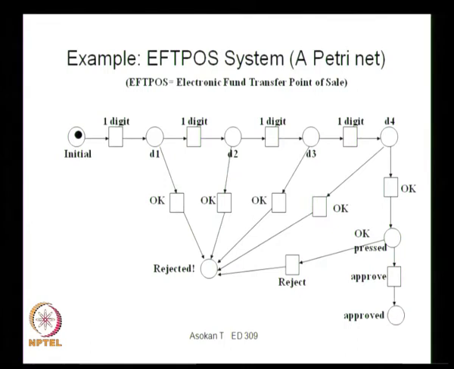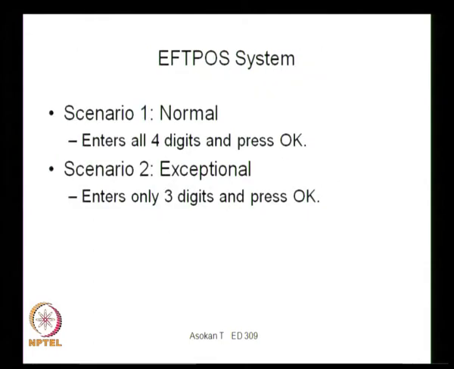Similarly, you can see the other OK buttons also. After D2 also you can press the OK, but it will not work because it will go to the rejected situation. So you need to have all the 4 digits and then press the OK button, and then only it will go to the approve stage and get the transaction done. We can represent this in 2 scenarios. One is the normal scenario where we enter all 4 digits and press OK, and scenario 2 is the exceptional case where we enter only 3 digits and press OK, and see what will happen. So how can the dynamics of the system be represented under these two situations?